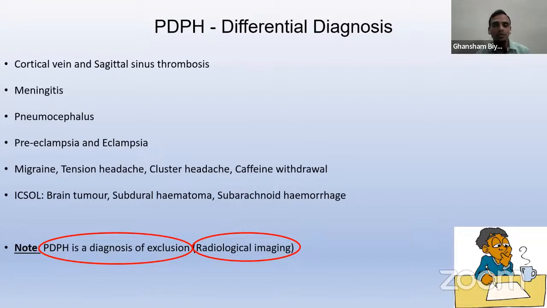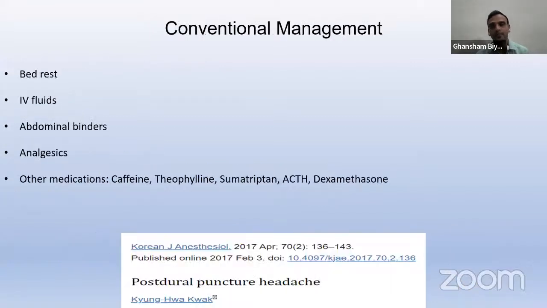So what are you going to expect on an MRI? You will see diffuse meningeal enhancement. You will also see cerebral vasodilation, which we have already discussed. There will be contracted ventricles because there is loss of CSF. You may also be able to see the presence of a dural hole in the dura mater and the presence of CSF outside the dura in the extradural space. These are the typical findings which you will see.